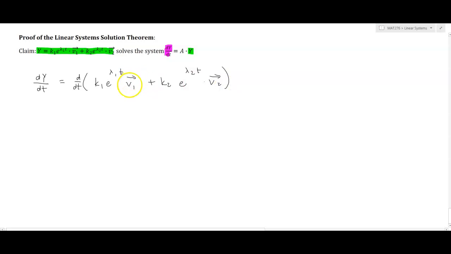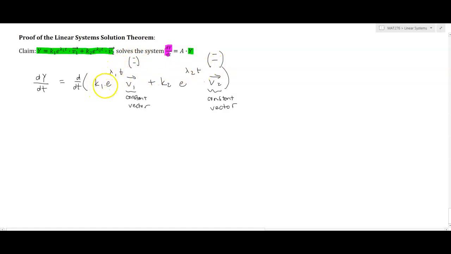Now the thing that we need to note is that v1 contains numbers in it. This is a constant vector, and so is this. With that being said, because the k1 e to the lambda 1 t multiplies both the top and bottom component of v1, and likewise for v2, these are just going to be constants that come out in front as that multiplies into each of these two vectors.